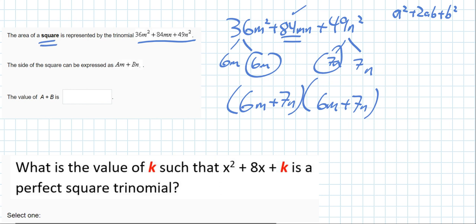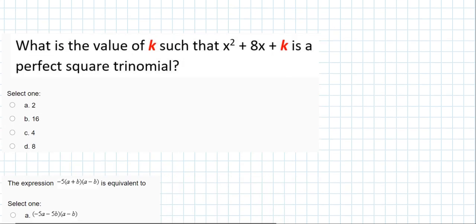So 6m plus 7n, 6m plus 7n gets us our original trinomial, and this says it's am plus bn, so that's 6m and 7n. So 6 plus 7 is 13. Next, what's the value of k so that we get a perfect square?